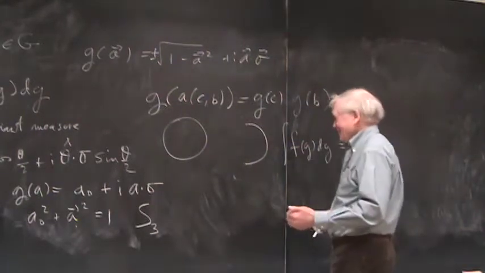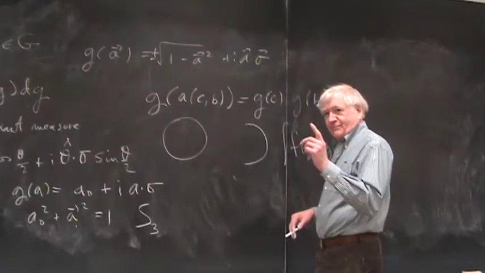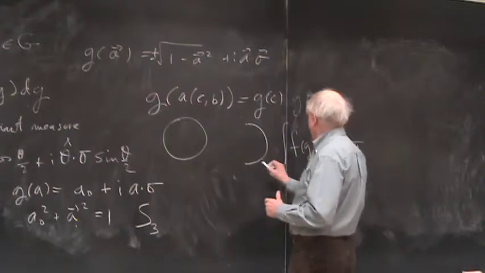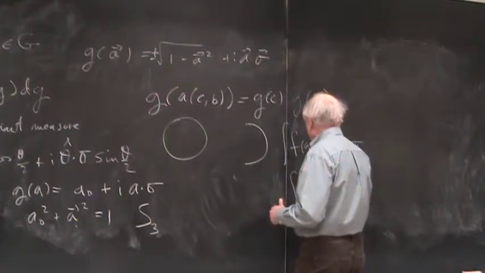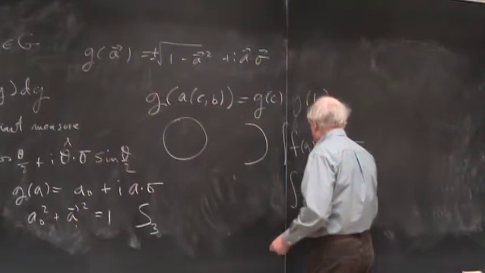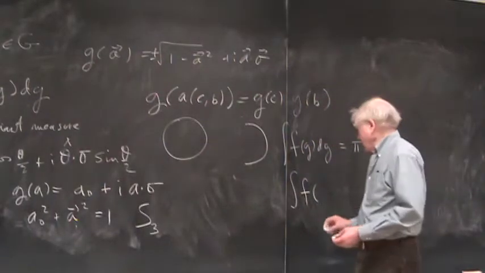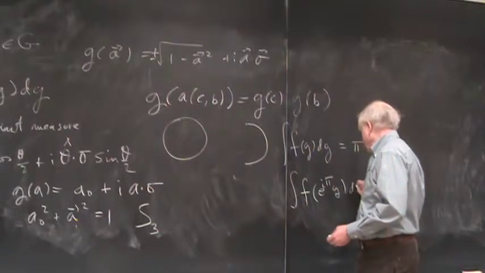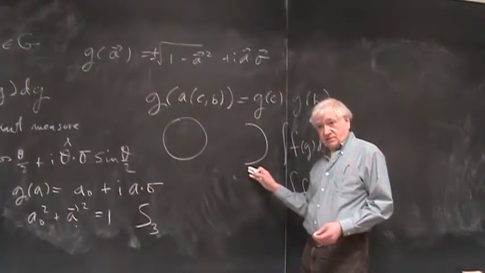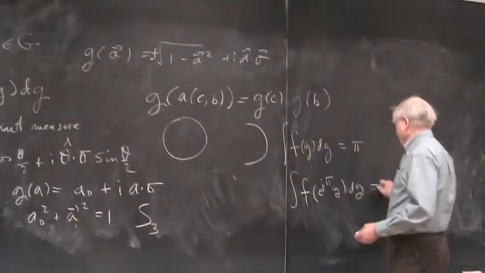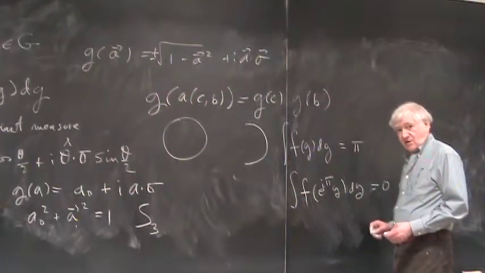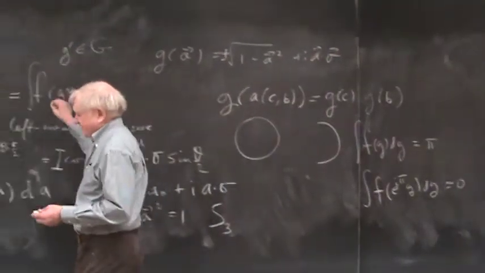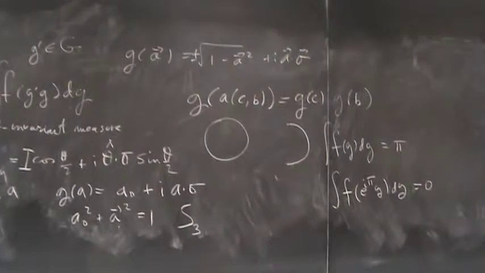Brilliant. Now let's see how this breaks down. Multiply by the group element e to the i pi, so e to the i pi g dg. Now we're just over here, and this thing gives zero. So in other words, if the measure is left invariant, then it has no bumps, basically.